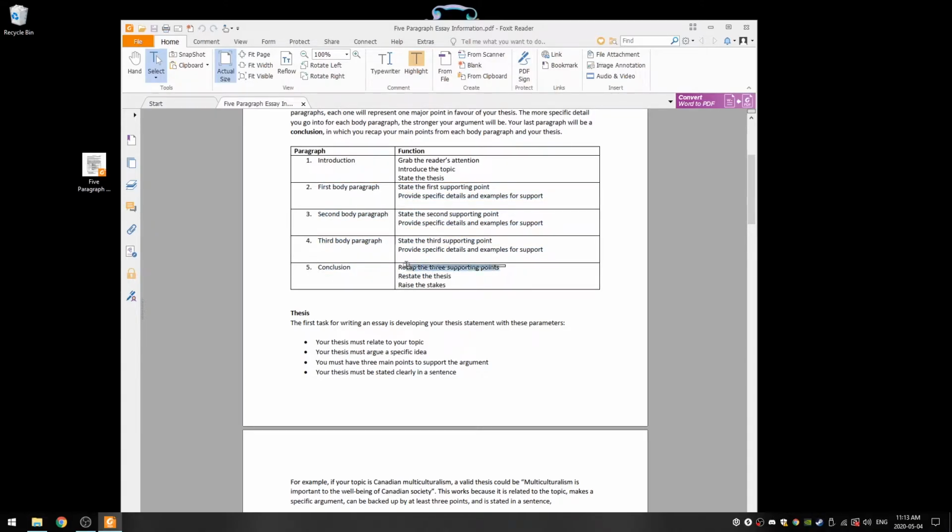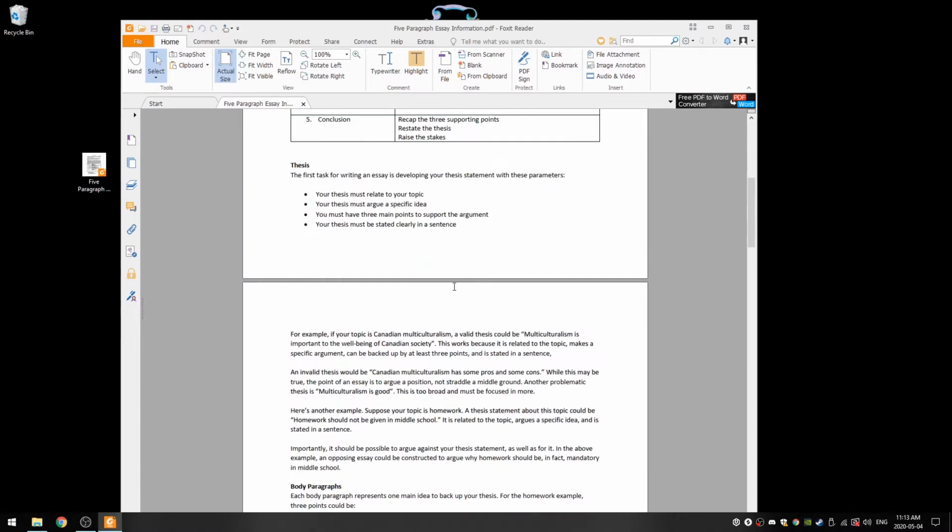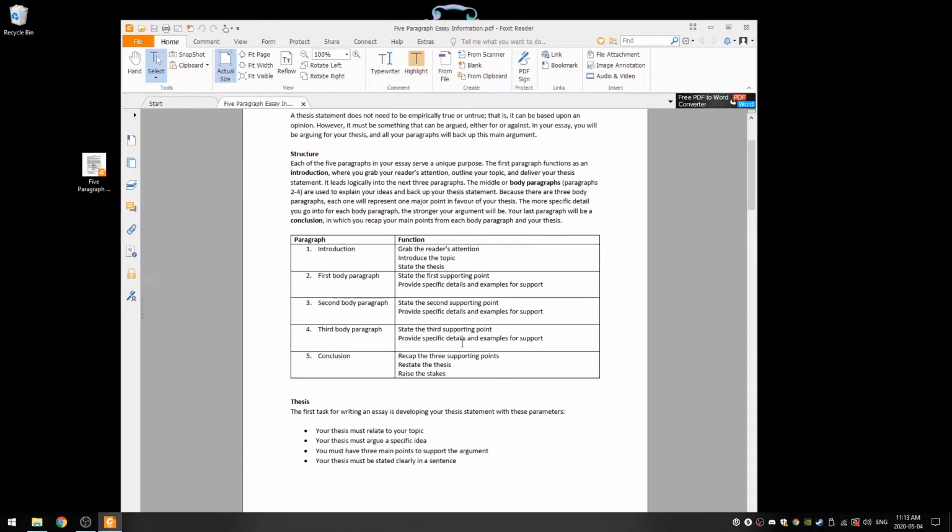And the conclusion basically recaps those 3 points that you made in your paragraphs above. It restates your thesis, and ideally it raises the stakes. What that means is that it takes the central thesis or the argument of your essay, and it somehow makes it seem bigger and more important. So maybe you're not just talking about how homework matters to middle school students, but somehow how it matters to society as a whole. And I give some examples for how to do that in here. So that's the basic overall structure of the 5-paragraph essay.